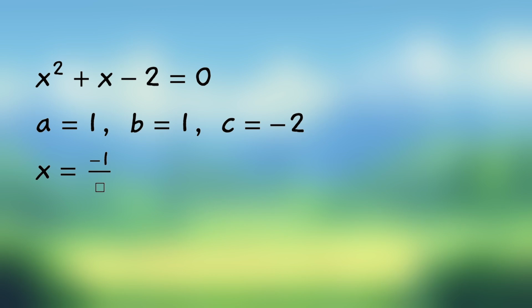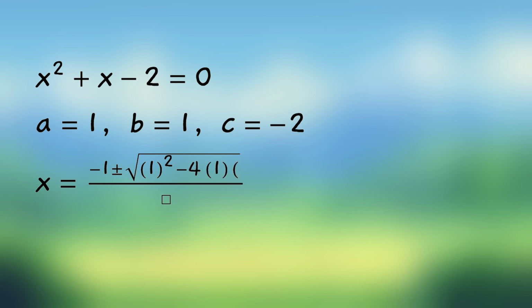First, let's look at x squared plus x minus 2 equals 0. In this equation, a is the coefficient of x squared, so a is 1. B is the coefficient of x, so b is also 1. And c is the constant term, so c is negative 2. Now to find the solutions, we put all 3 of these numbers into the quadratic formula. So the 2 solutions will be x is negative b, or negative 1, plus or minus the square root of b squared minus 4 times a times c, all over 2 times a.